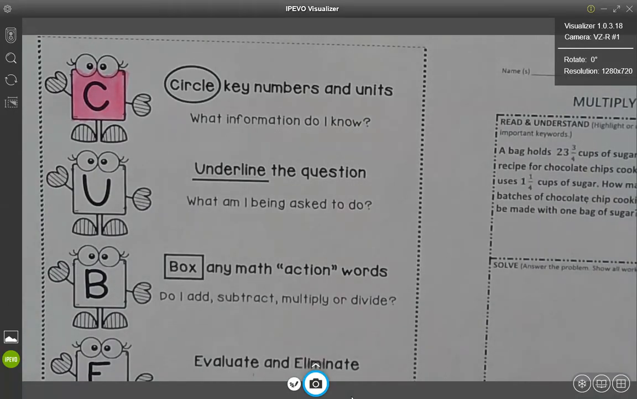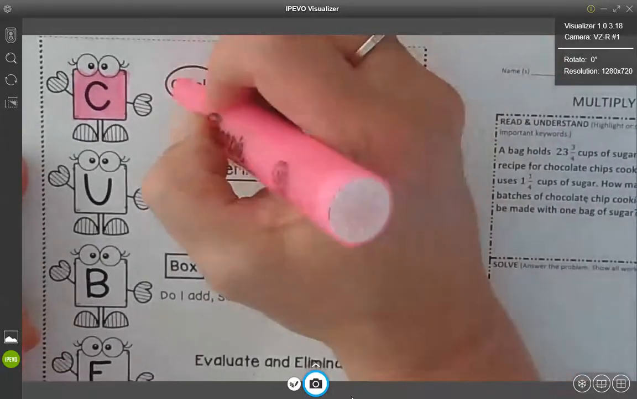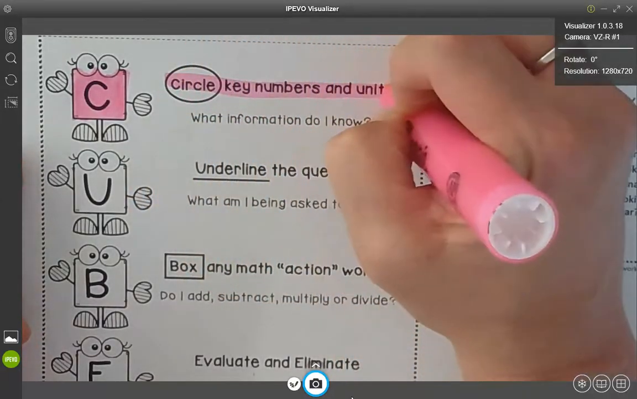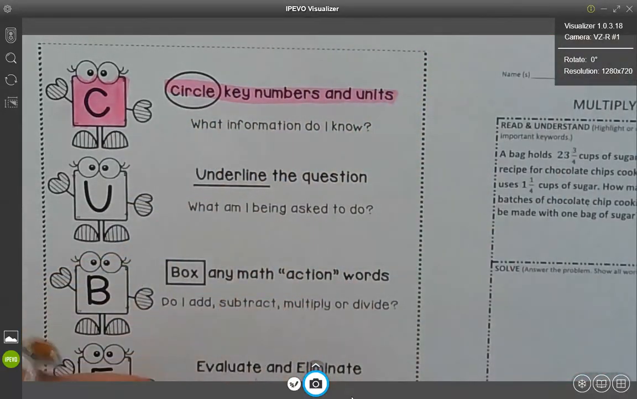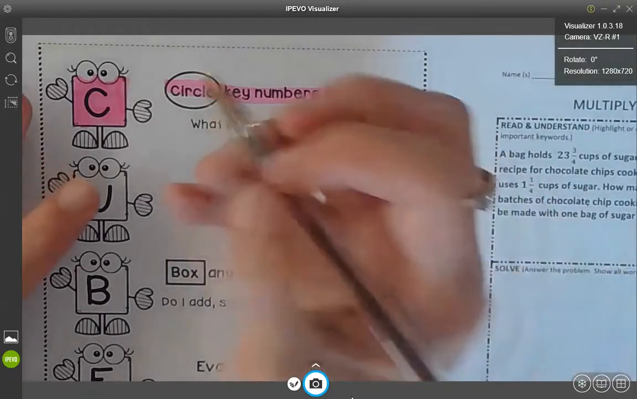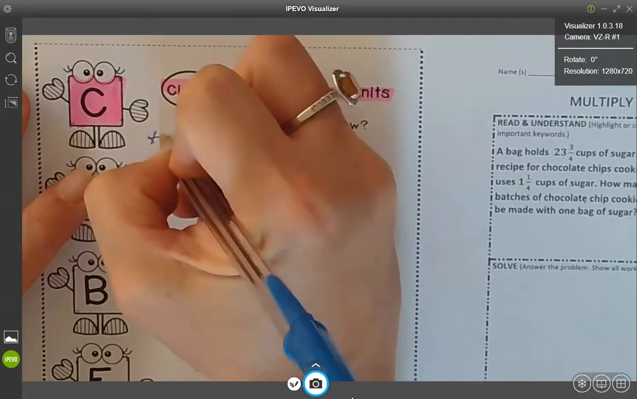Cubes begins with C. And when we're looking at that, that means that we are going to circle key numbers and their units. We're going to circle key numbers and their units. Now, sometimes numbers are not always in their numerical form, but they're written in word form. So any number, we're going to add this here.